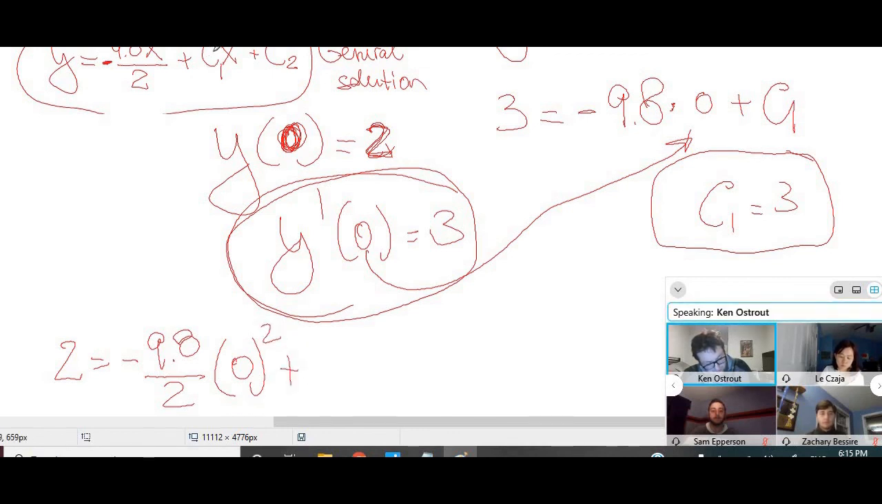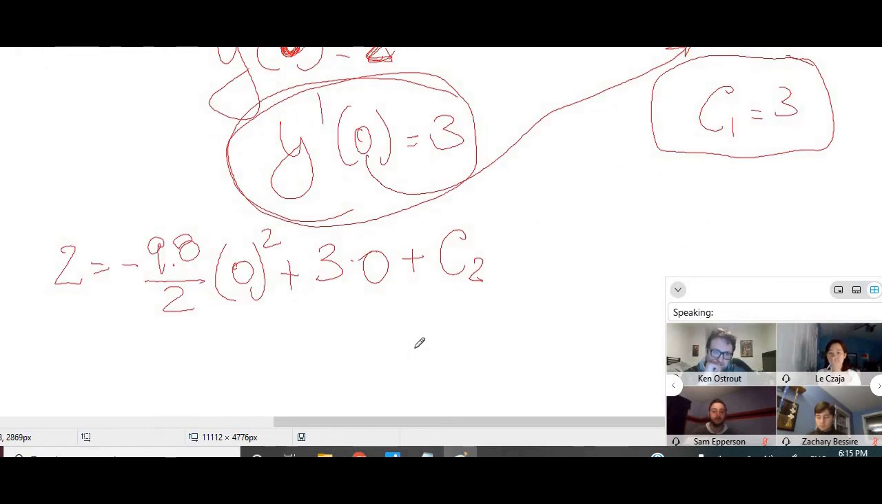Plus the value of C1 times x. Well, C1 we calculated. The value of x happens to be 0, because we're working with this point right here. Am I making any sense? Plus the value of C2. Now let's figure this out. This term drops out because it multiplies by 0. This term drops out because it multiplies by 0, right? And what are we left with? We're left with the fact that 2 is the value of C2. Am I making any sense?